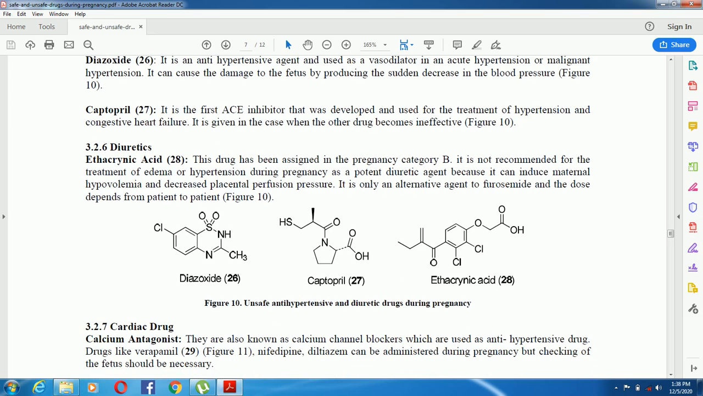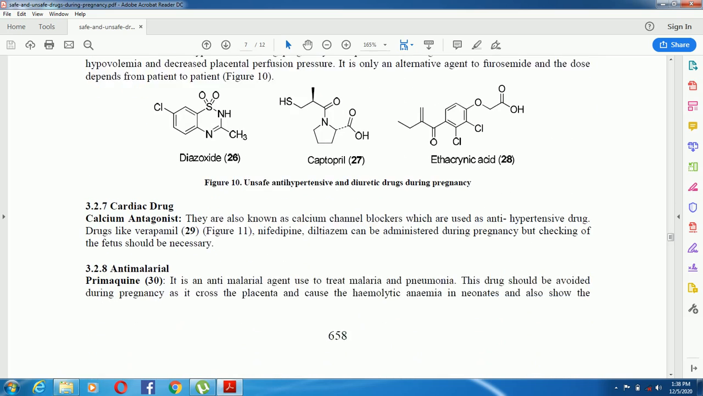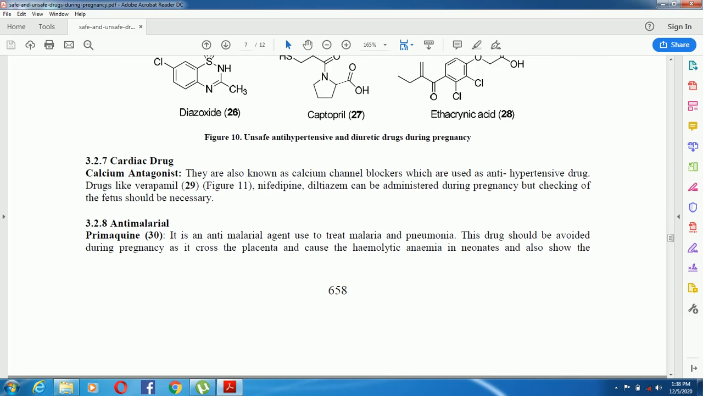Now let's see here the chemical structure of diazoxide, captopril and ethacrynic acid in figure 10. These are the unsafe antihypertensive and diuretic drugs during pregnancy, that is diazoxide, captopril and ethacrynic acid. Another group you can see here on my screen is cardiac drugs.